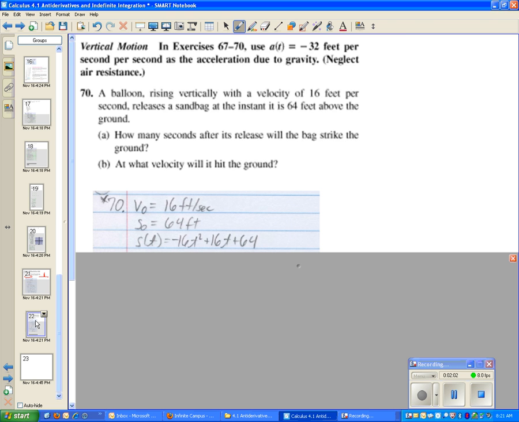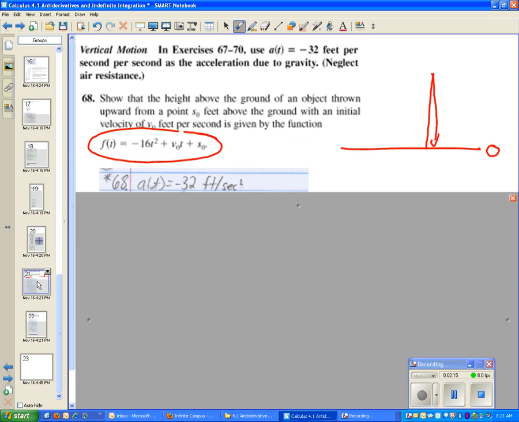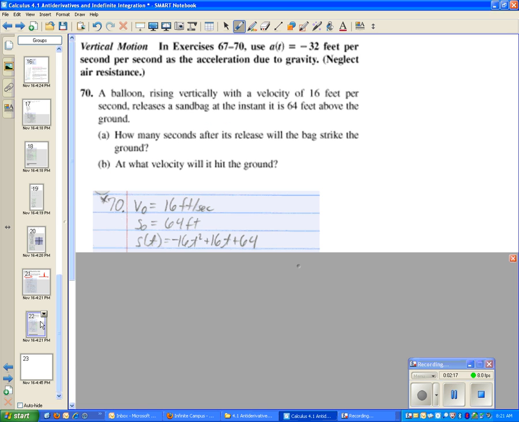So the function we need to use then is S of t equals negative 16t squared plus 16t plus 64. Got it from there. Okay?